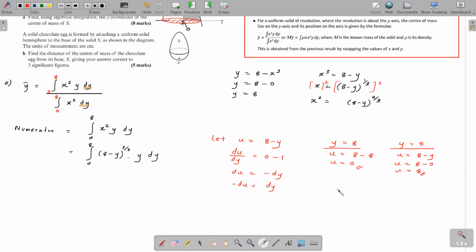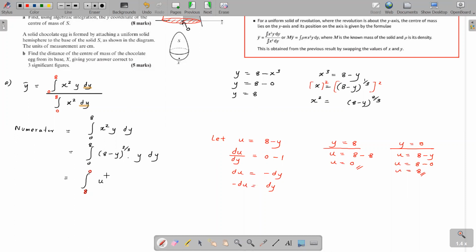Can you see, guys? So I'm replacing the limit. So when y equals 8 the limit is replaced by u equals 0, y equals 0 the limit is replaced by u equals 8. So let's substitute that over here. So when y is 0, that becomes u limit is 8, and y limit 8 is replaced by 0. Guys, can you see? The limits are replaced. And you get here 8 minus y. 8 minus y is u.